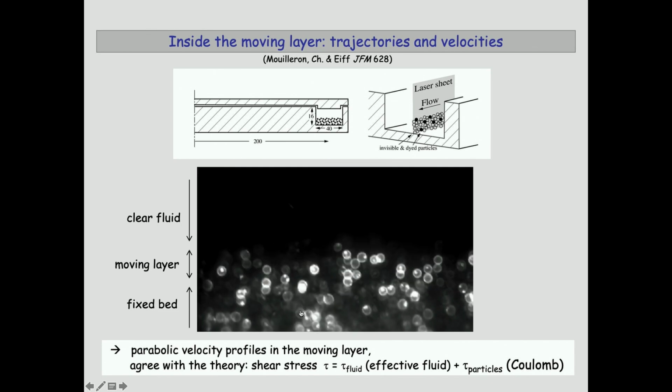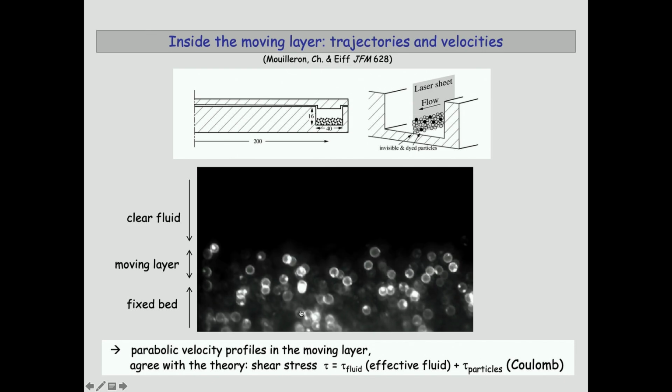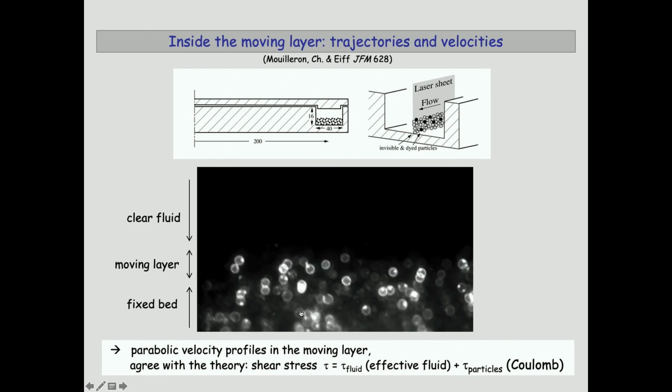So I do it again. If you follow, for example, this particle here, it doesn't move. This one does not move, but some others move slowly. From these measurements, we can obtain the velocity profile inside the moving layer, and we find that it's a parabolic velocity profile with a curvature like this.